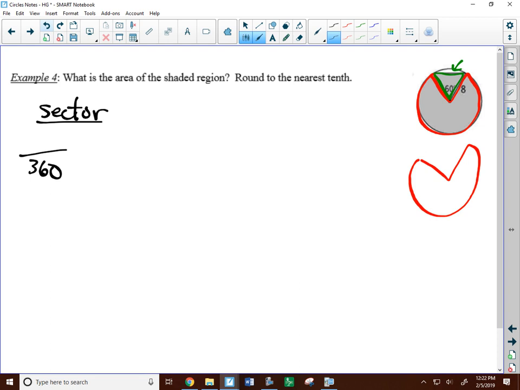Let's see. So it's going to be the measure of the arc over 360. So here's where we're bringing stuff from last section, where the central angle is 60. Therefore, the arc that goes with it is also 60. And then we can subtract from the whole circle, being 360, and find that the red arc would be 300, the big red arc. Okay, what else? So then we need times pi r squared, and r is 8.